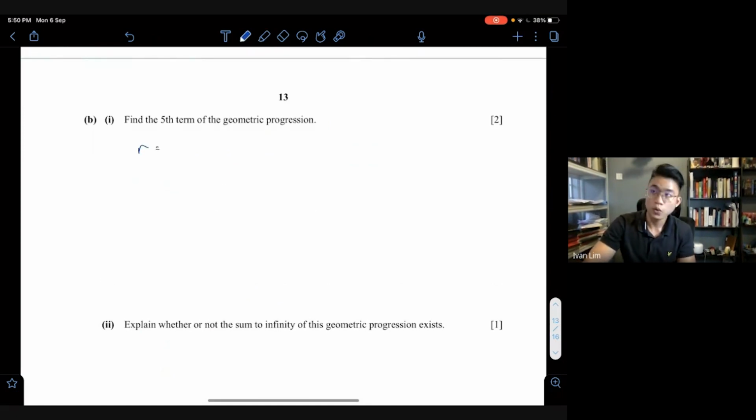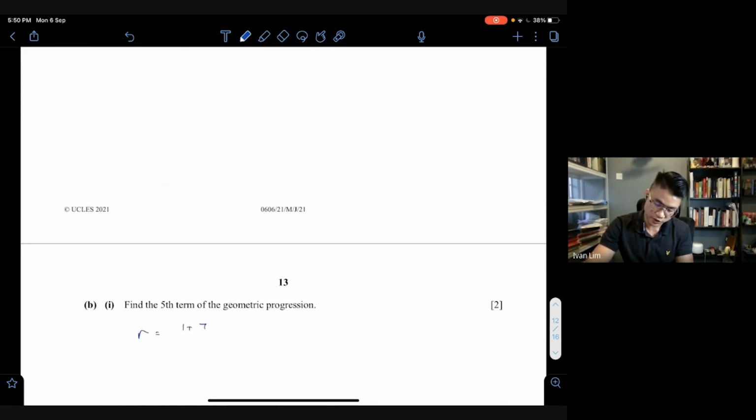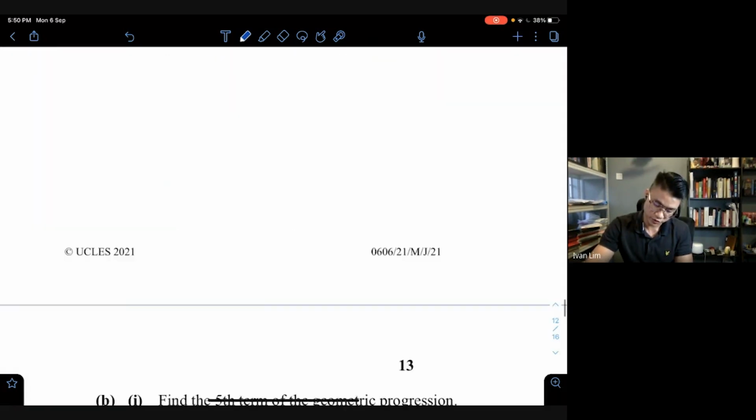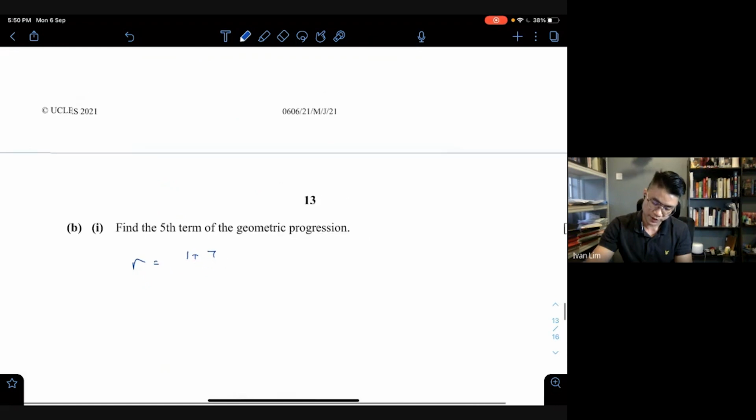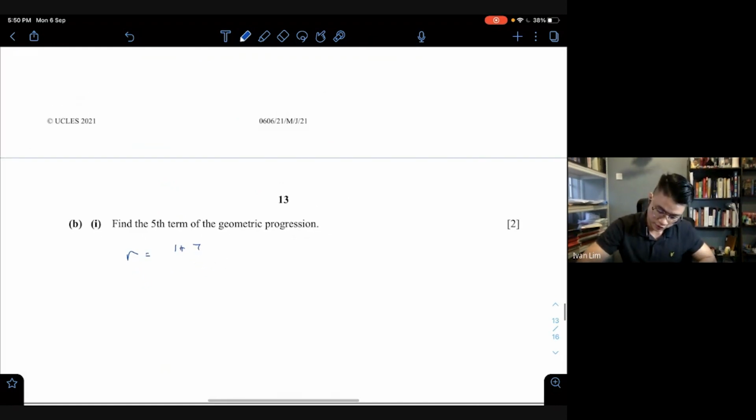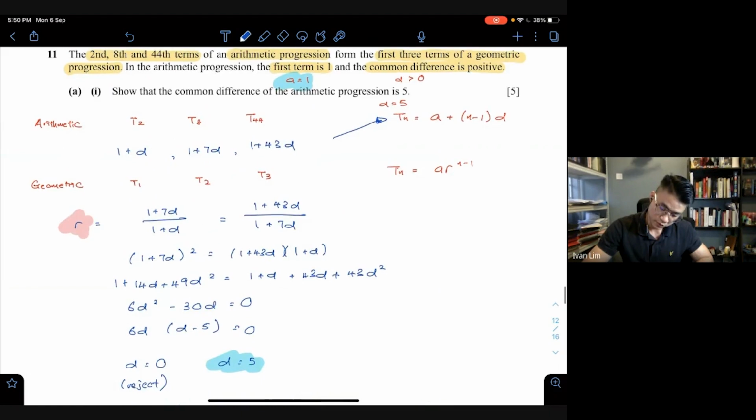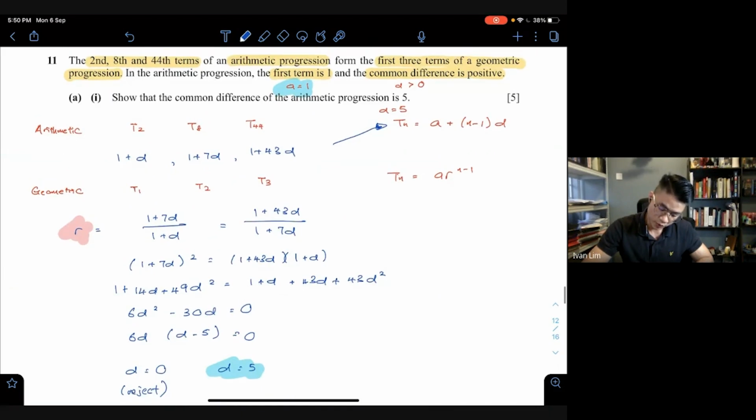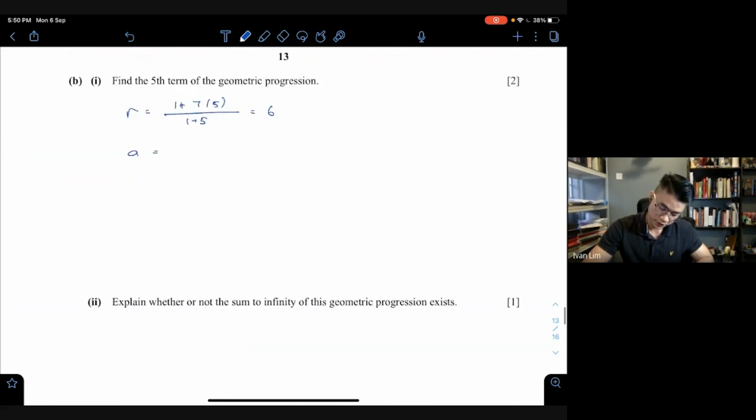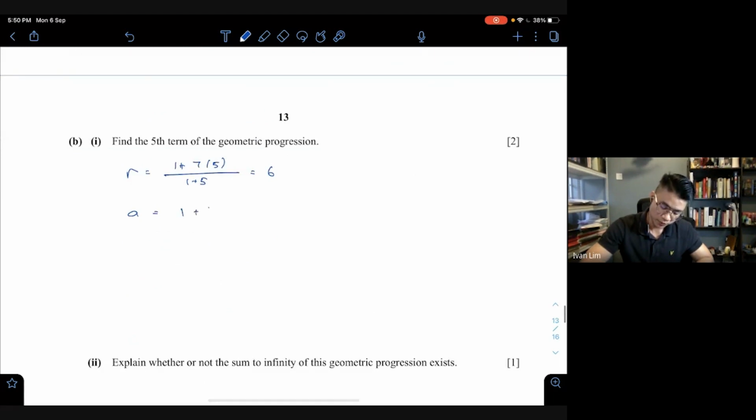R equals 1 plus 7 times 5 over 1 plus 5, where d was 5, right? Which is equal to 6. Therefore, they also say A is what we found just now, 1 plus d. That's why we put 1 plus 5, which is also equal to 6.